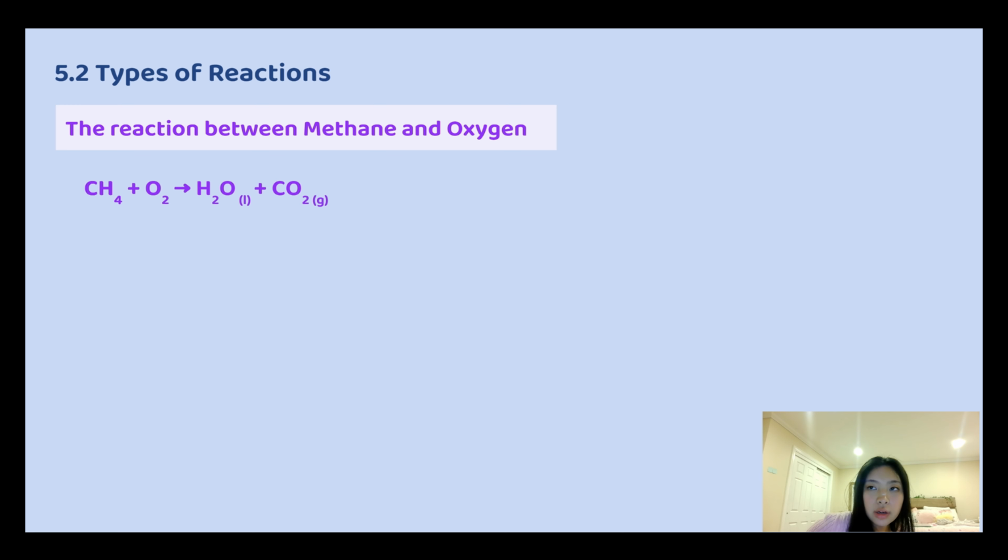Now, let's say you're given octane. You would need to do a lot of balancing to balance out the hydrogen with this hydrogen, right? Okay, so let's look at this. The reactant side has 1 carbon, product side has 1 carbon. Reactant side has 4 hydrogen, product side has 2 hydrogen.